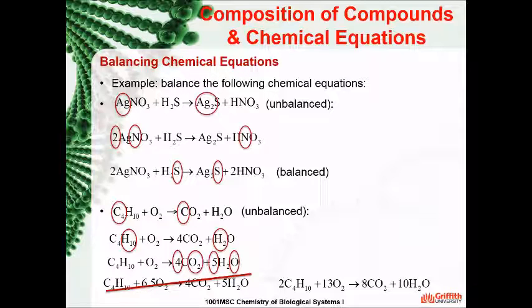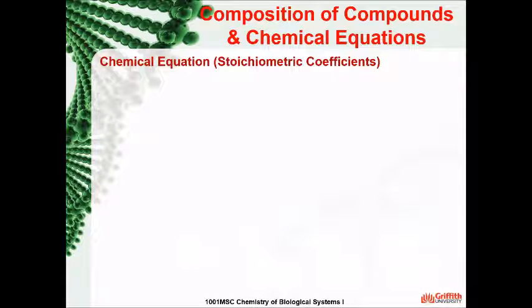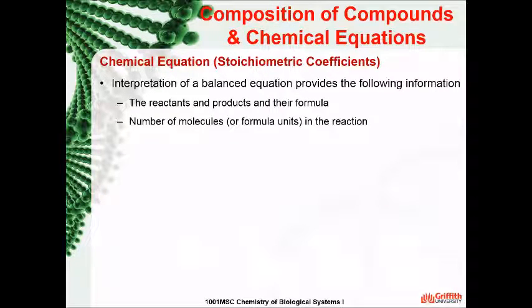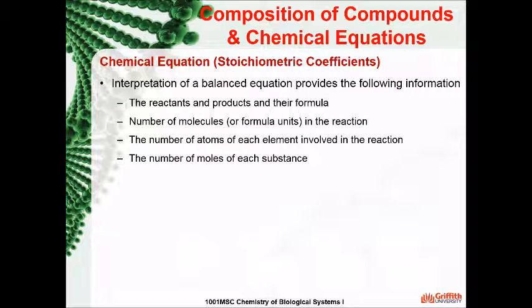Other examples will be covered in the weekly exercises and face-to-face tutorials. The chemical equation provides many important bits of information, such as the reactants and products as well as their formulas, the number of molecules or formula units in the reaction, the number of atoms of each element involved in the reaction, and the number of moles of each substance. Let's look at the following reaction.